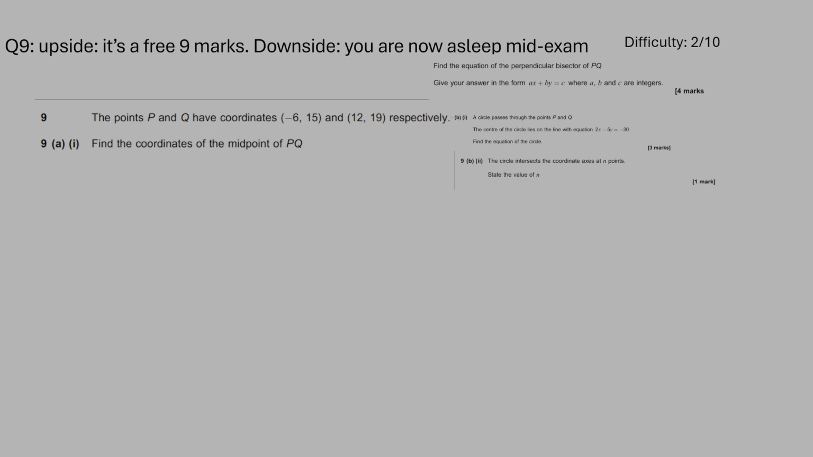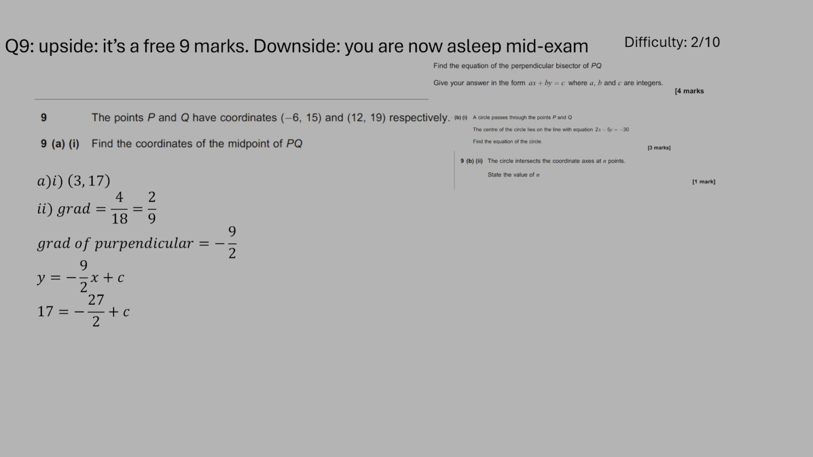Alright, we've got this extremely long circle question here, which is also quite easy. So firstly, we're just finding the midpoint for 1 mark. Next, we're going to find the gradient for the question on top right up here, finding the perpendicular bisector. Going to find the gradient of PQ, 2/9, and then we're going to find the perpendicular gradient, so -9/2, put it in y equals mx plus c, and then substitute the midpoint coordinates in to get c is 61/2, and then we're just going to rearrange the equation to get our answer.